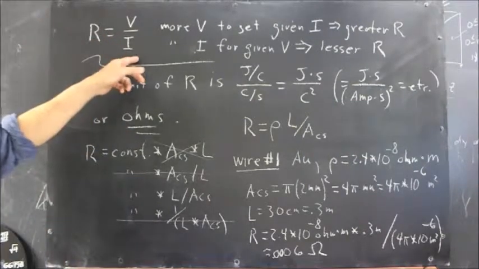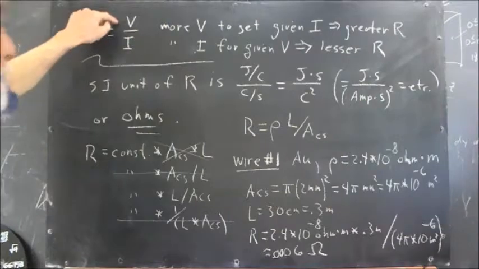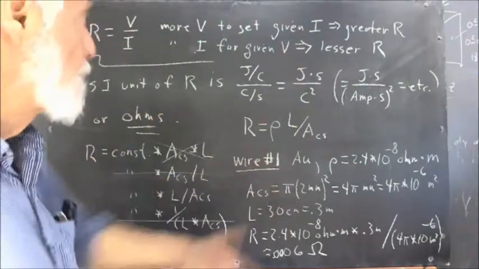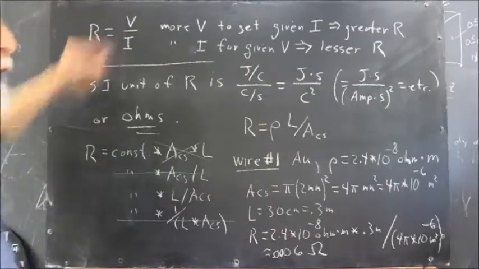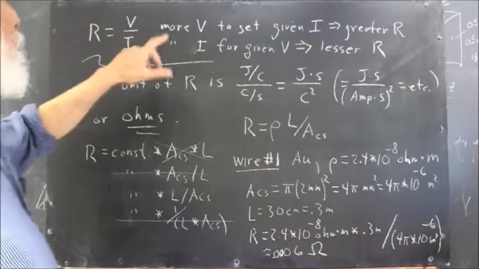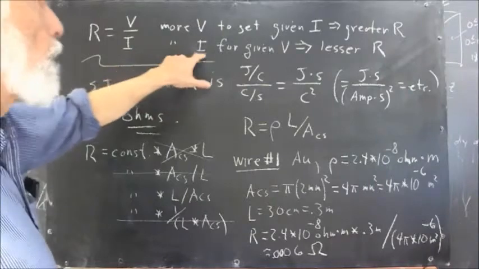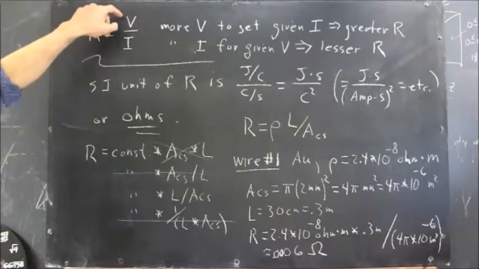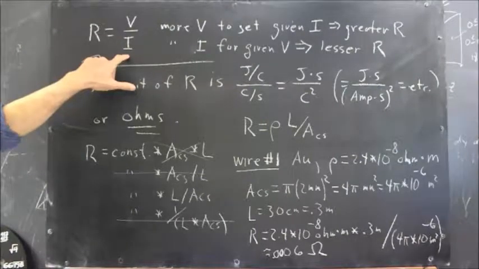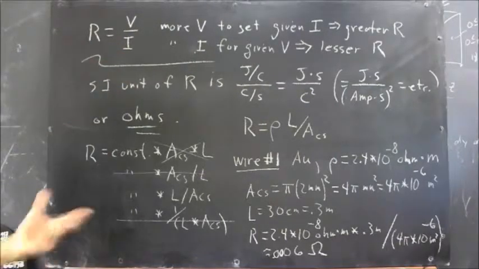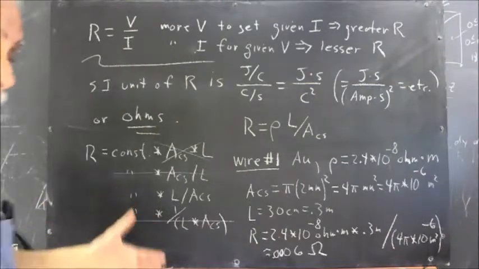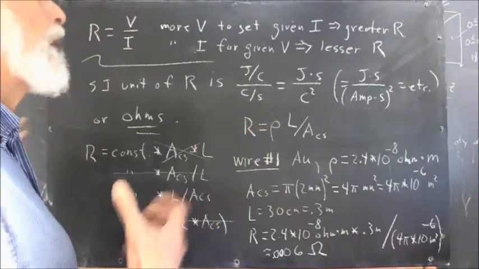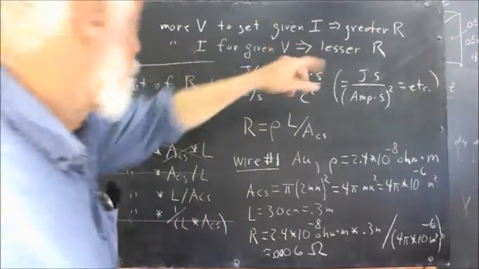This makes sense because if you need more voltage to get a given current, that means that you've got more resistance. So voltage ought to be in the numerator. On the other hand, if you get more current for a given voltage, that's going to give you a greater denominator, therefore a lesser resistance. Does that make sense? Yeah. If you get more current for the given voltage, then you've got less resistance. And that should be fairly obvious.